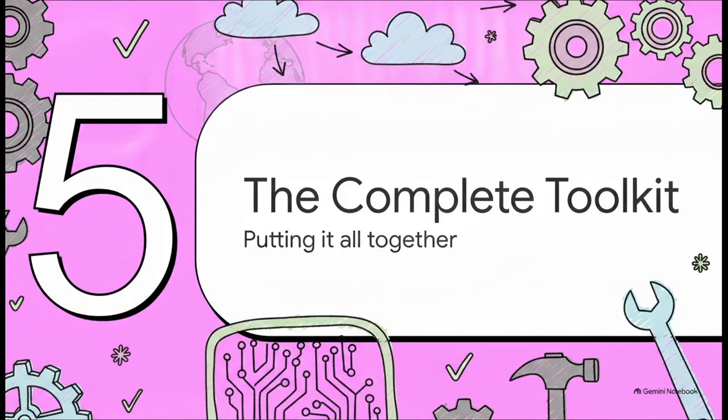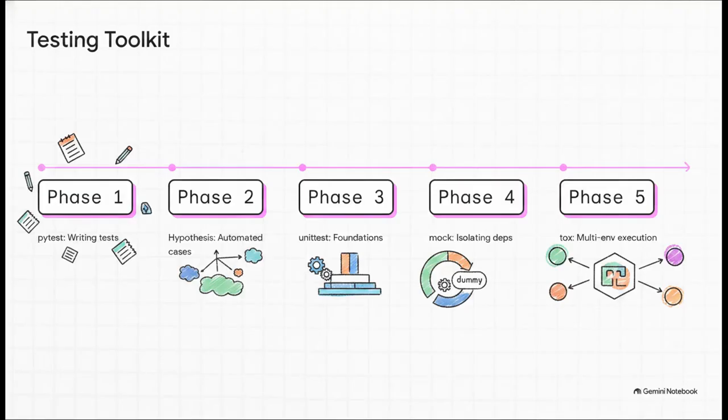Which brings us to Section 5, the Complete Testing Toolkit. Let's pull back and look at the big picture of everything we've built together over the last few explainers. We started out writing tests with Pytest. Then, we moved to Hypothesis for generating thorough automated test cases. We covered unittest to grasp Python's foundational testing approach and used mock to isolate our code from external dependencies. Now, because Tox simply runs your existing test suite, everything we've thoroughly learned together throughout this entire block still perfectly applies. Tox is just the conductor orchestrating it all reliably across multiple environments.